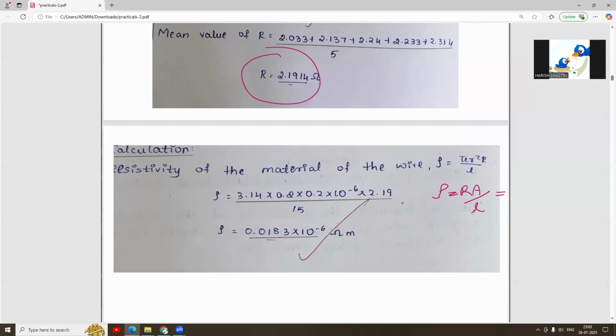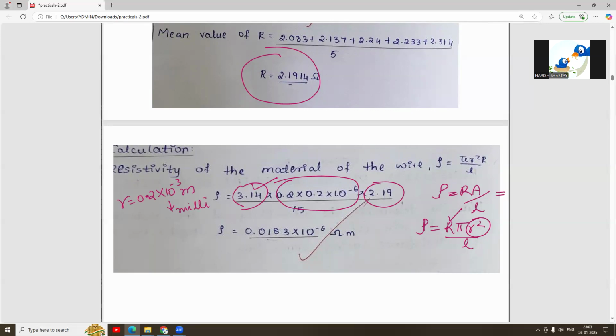So area A can be written as pi r square. So rho equal to R pi r square by L. So the radius will be given. Remember, you substitute pi, 3.14, then the mean value of R, 2.19. Then r square, the radius is 0.2 millimeter, 10 to the power minus 3 meter. So this is milli, 10 to the power minus 3. But when you square it, 0.2 into 0.2 is written twice. What about the 10 to the power minus 6? It is 10 to the power minus 3 whole square.